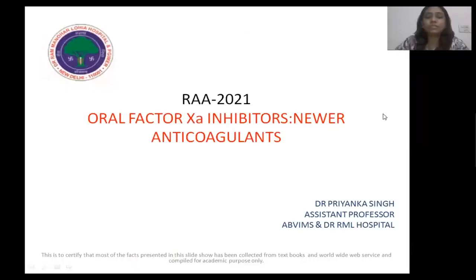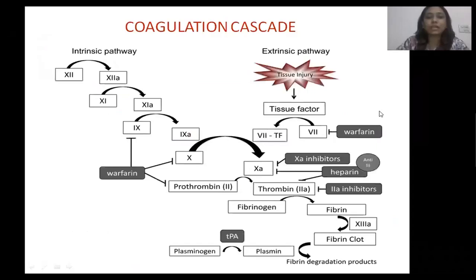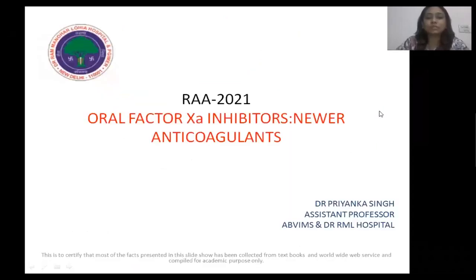I am Dr. Priyanka, assistant professor in the Department of Anesthesia at ABVIMS, Dr. Ram Manohar Lohia Hospital. Today, I will be discussing a newer class of oral anticoagulants, that is direct factor Xa inhibitors.